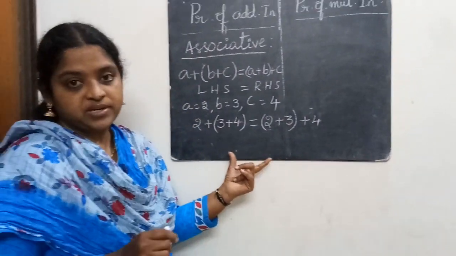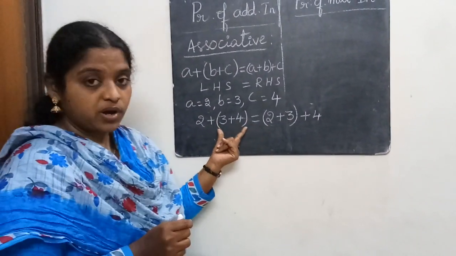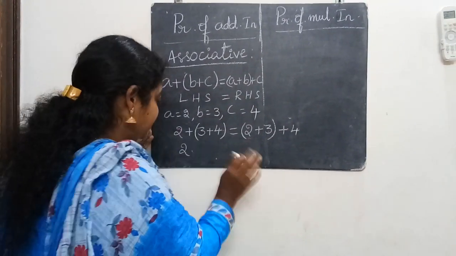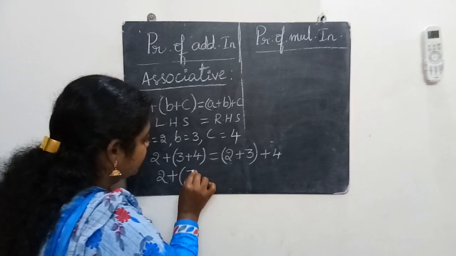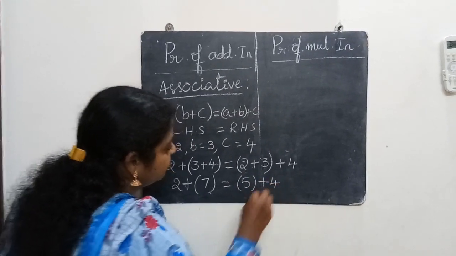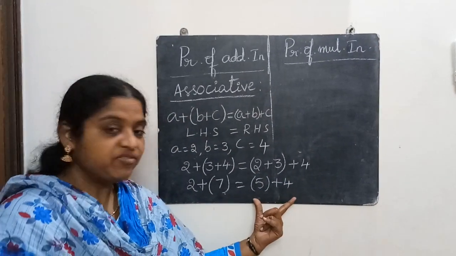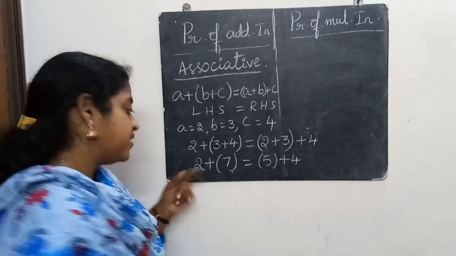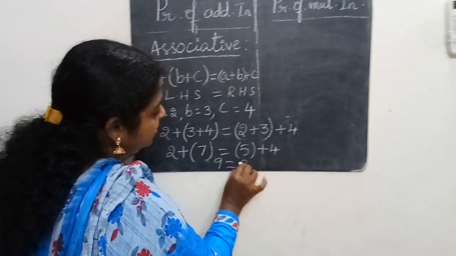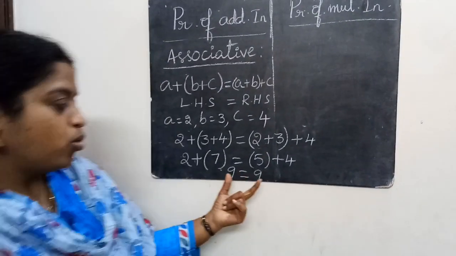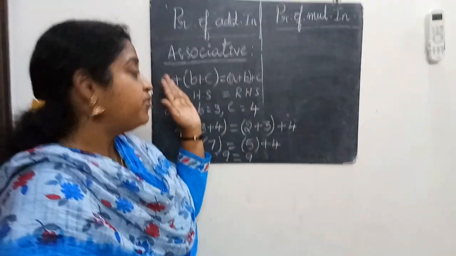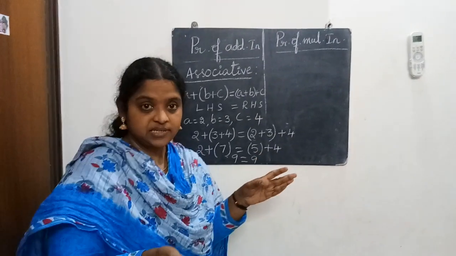See here groupings are different. Here 3 and 4 are one group and 2 and 3 are one group. But the value doesn't change. See here 3 plus 4 is 7 and 2 plus 3 is 5, plus 4. Look at this, 2 and 7, 5 and 4, but in between addition symbol is there. 2 plus 7 is 9 equal to 5 plus 4, 9. Is there any change? No. So by changing the groups, the value will not be changed. And what about the commutative? By changing the places, the value will not change.